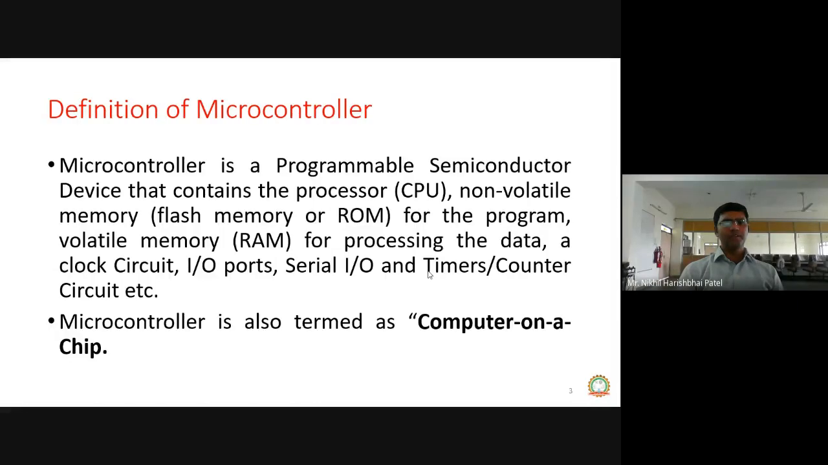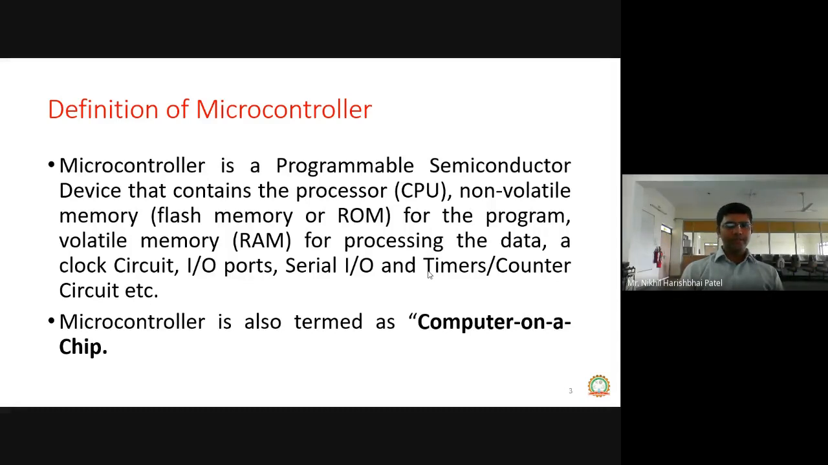This is the definition of microcontroller. A microcontroller is a programmable semiconductor device that contains the CPU, flash memory, RAM, ROM, I/O ports, serial I/O lines, timers, counter circuit, and some clock circuit. Also, the controller is known as a computer on a chip.